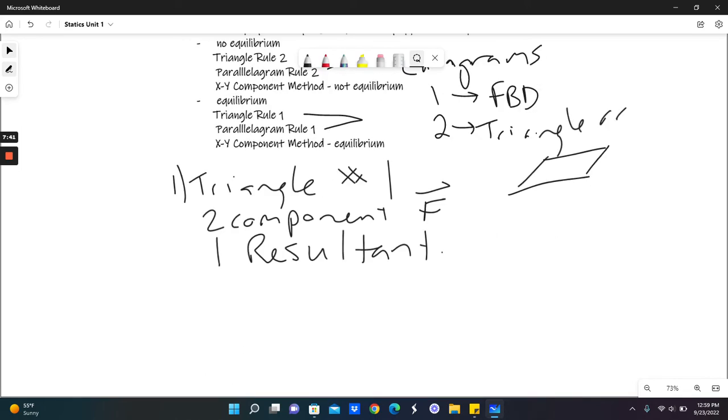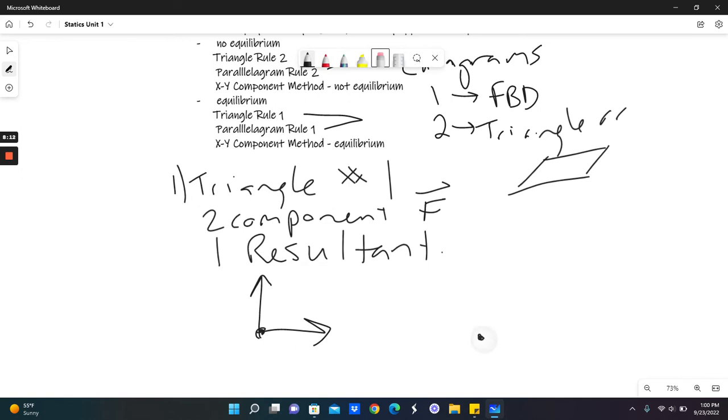Okay, so for our triangle rule number 1, our 2 component forces. Let's give an arbitrary free body diagram, right? So that's going to be the point of application. Let's do a positive x-axis, a positive force in the y-axis and a force in the positive x-axis. Okay, so let's move that into a triangle.